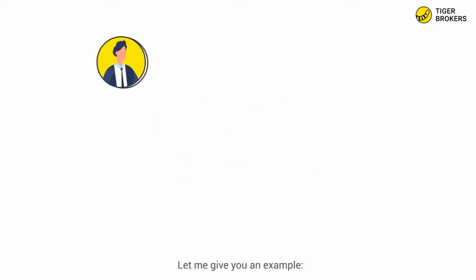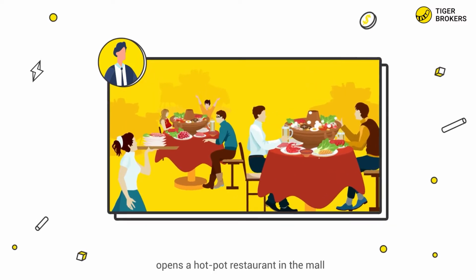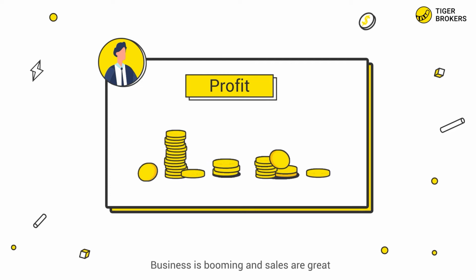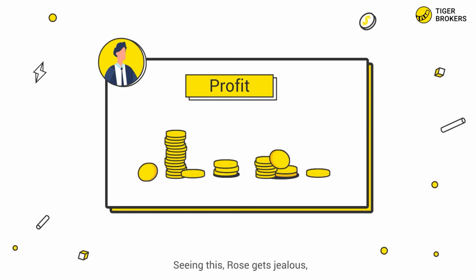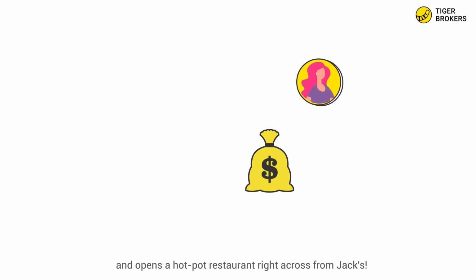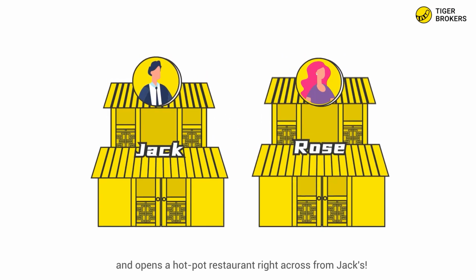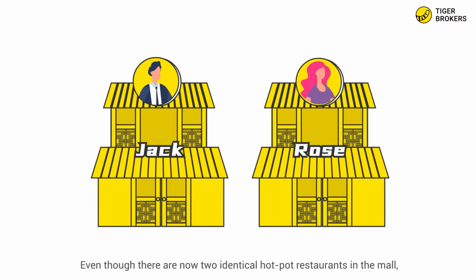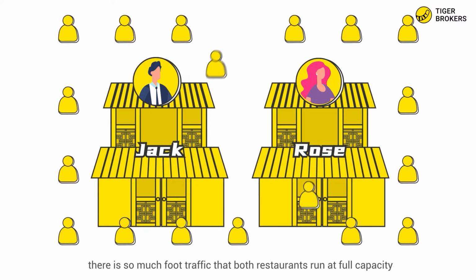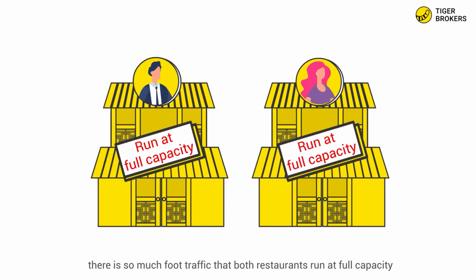Let me give you an example. Let's say your friend Jack opens a hot pot restaurant in the mall. Business is booming and sales are great. Seeing this, Rose gets jealous, then borrows some money from her family and opens a hot pot restaurant right across from Jack's. Even though there are now 2 identical hot pot restaurants in the mall, there is so much foot traffic that both restaurants run at full capacity.